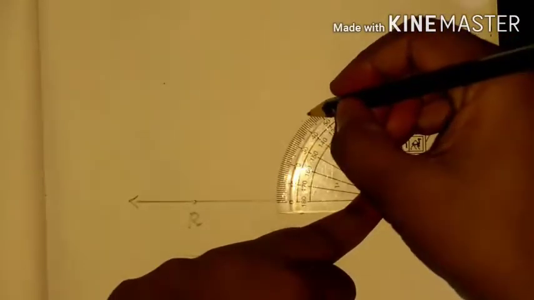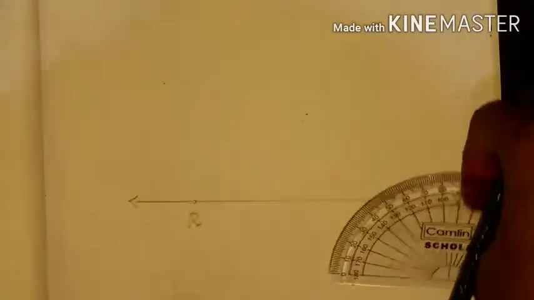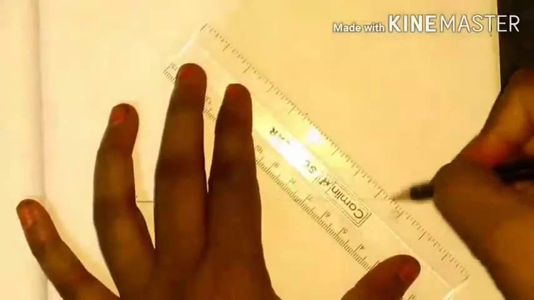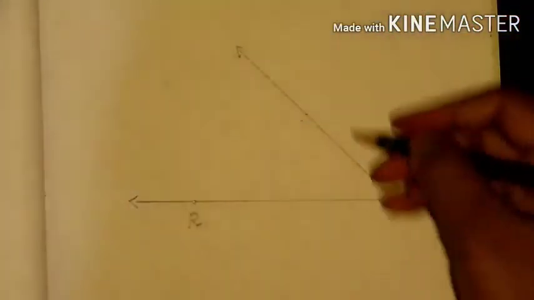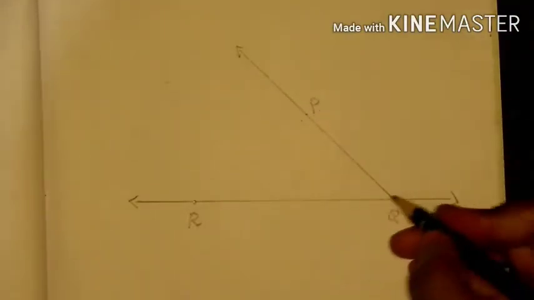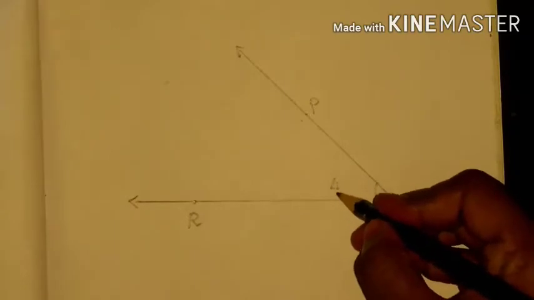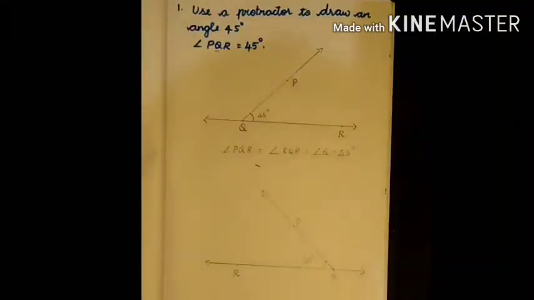Mark 45 degrees. Then take the protractor away and draw QP to complete the angle. Mark this point as P. Angle 45 degrees. See here, both are the same. Both are 45 degrees only.